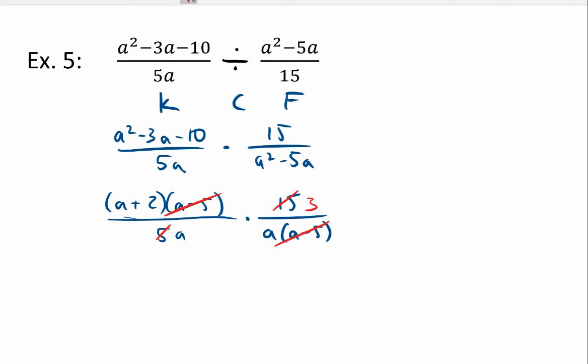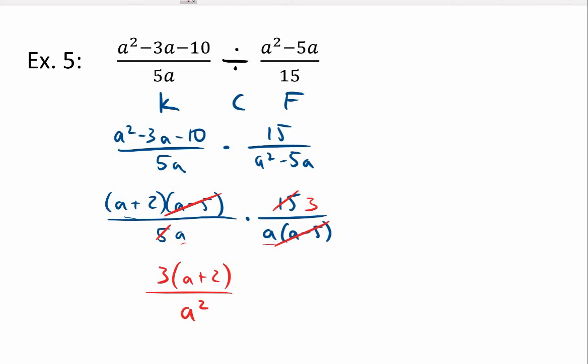And it's tempting to try to cancel these a's, but none of those a's can actually cancel each other. So as I go across the top from left to right, I have a plus 2 times 3, or I could just write it as 3 times a plus 2 all over. In the bottom I have a times a, and that's a squared.